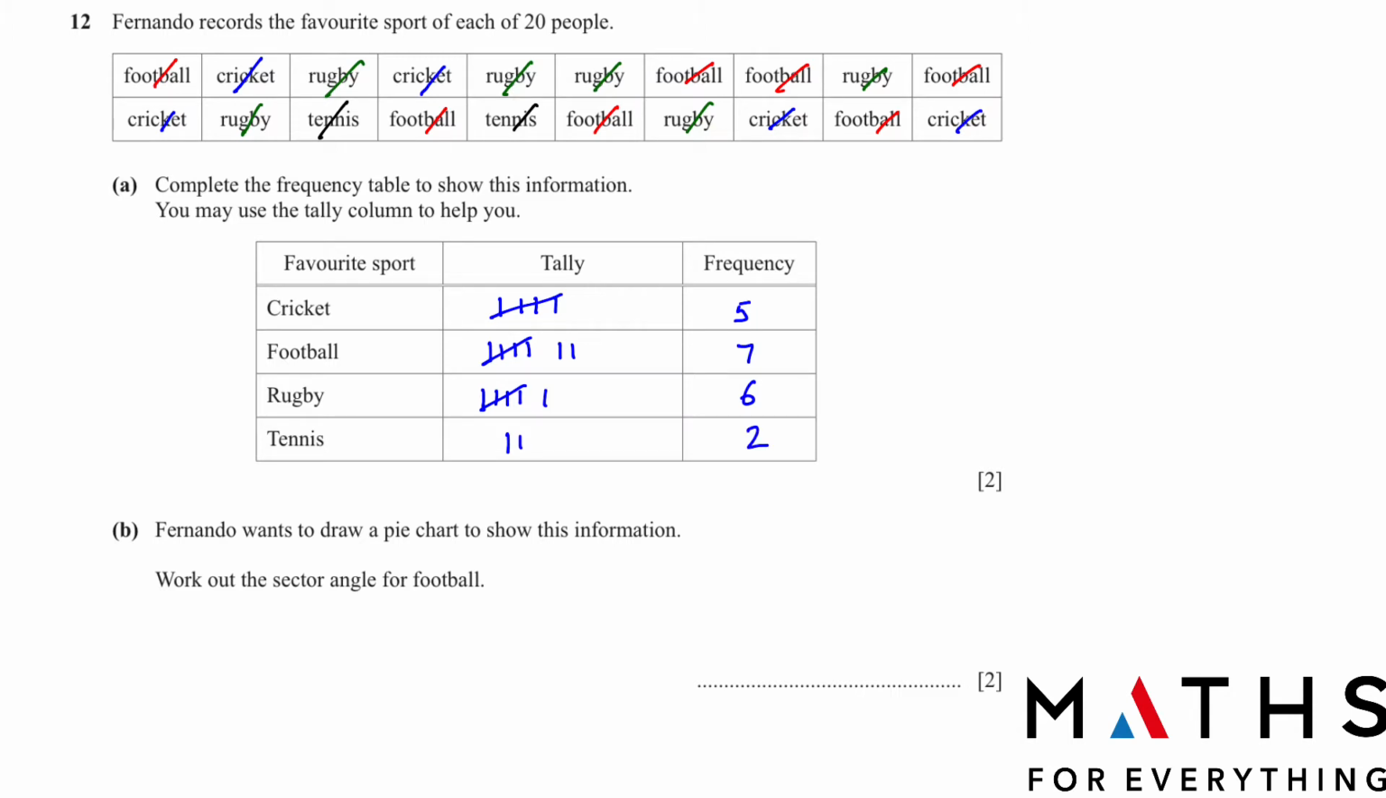We completed part A, now part B. Fernando wants to draw a pie chart to show this information. Work out the sector angle for football. To find the sector angle in a pie chart, for football, how many frequency do we have? 7. Total frequency is 20. So 7 over 20, and we multiply by 360, because that is the center angle of a circle. So 7 over 20 multiplied by 360 will give us 126. So that is the sector angle for football.